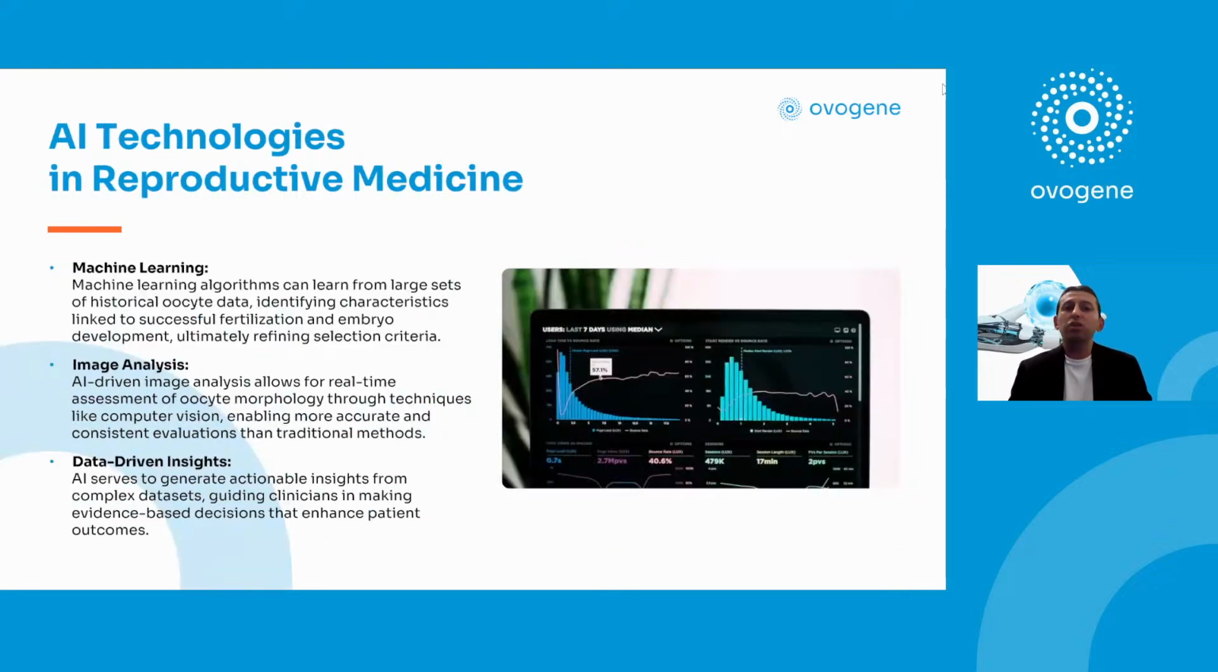AI technologies in reproductive medicine work in different ways: machine learning, image analysis, and data-driven insights. With machine learning, we give the machine a lot of information, and the machine can provide us high efficiency and high mathematical algorithm and calculation. With image analysis, we can put millions of images in the background, and work with significant similarity in image analysis.